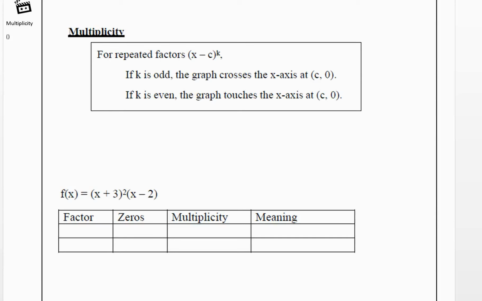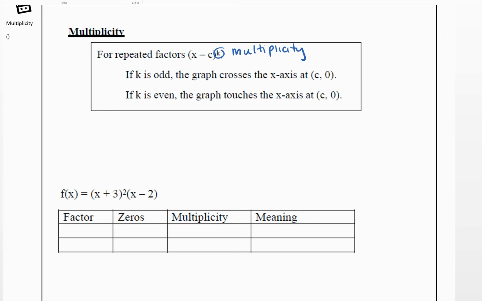Here we have a new term when we're talking about factors of a polynomial. A factor of a polynomial could actually go into that polynomial more than once. It can be called a repeated factor. And if it goes in more than once, it will have an exponent other than 1. So right here we're calling that exponent k. And that exponent is called the multiplicity of the factor.